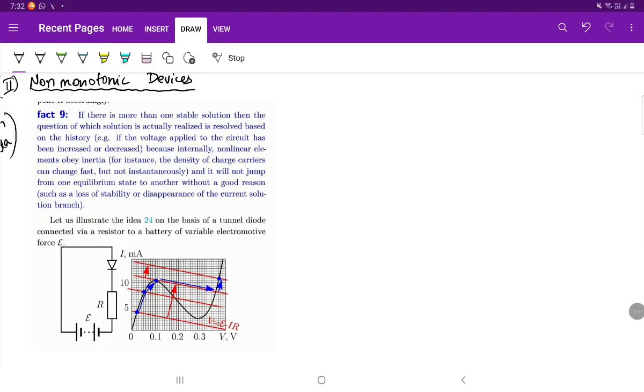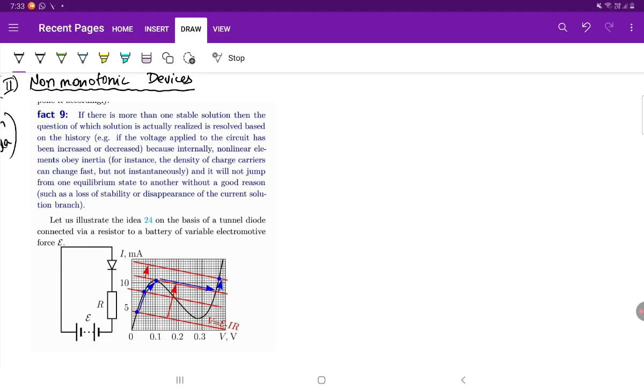Everyone. So today in this lecture we'll be discussing non-linear devices which are not monotonic in nature. I have given the topic's name as non-monotonic devices. Well, this extract is from Jaan Kalda from his handout on electric current and circuits.